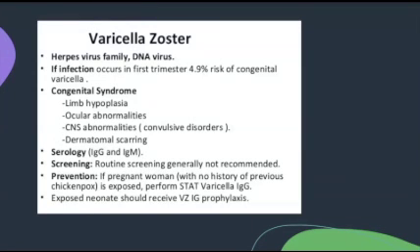And varicella zoster, a herpes virus family member. It's a DNA virus. Maybe you have heard a different name for varicella zoster, like chickenpox virus. If infection occurs in the first trimester, there is a 4.9% risk of congenital varicella. Congenital syndrome: limb hypoplasia, ocular abnormalities, CNS abnormalities, and dermatomal scarring.